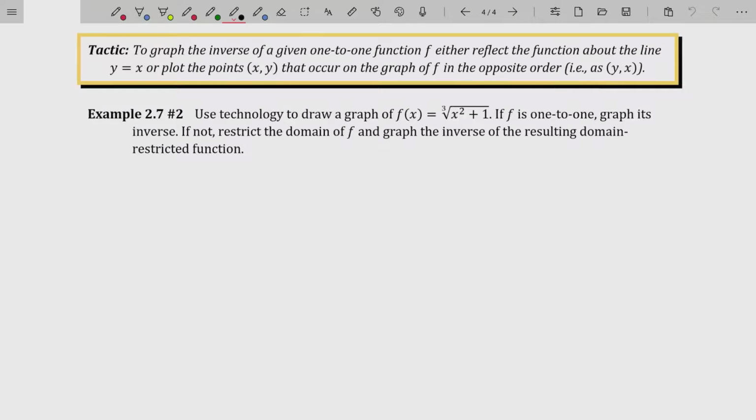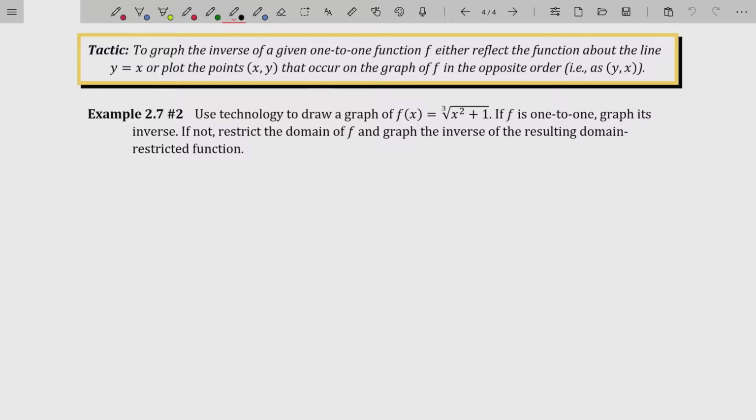Now, the last kind of review topic for inverse functions that is important, in my opinion, is graphing the inverse of a one-to-one function. Now, this is honestly very fast for most students. So the way that I'm going to do this is use technology. But to graph the inverse of a given one-to-one function, either reflect the function about y equals x, because you're just swapping x and y values. A reflection about y equals x gives you the graph of the inverse.